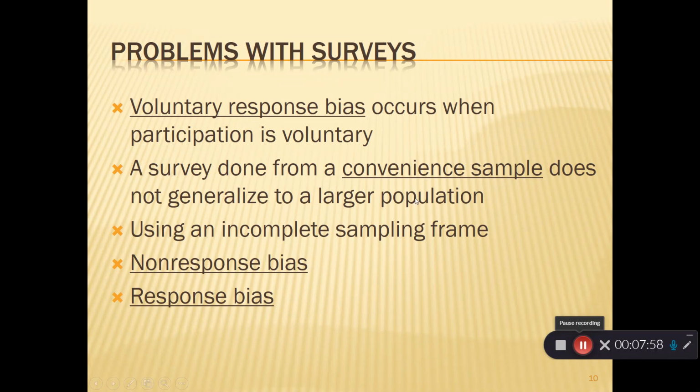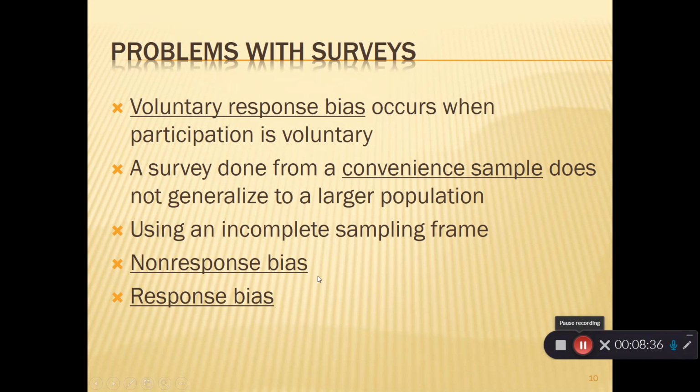We can take a convenience sample. A convenience sample is just grabbing people that are easy. If I wanted to know about experiences in Valencia, I could easily survey my class. But these types of surveys do not generalize to a larger population. You guys in my class may not have the same experience as other Valencia students. Using an incomplete sampling frame would be problematic; if we don't have an entire list of the population, then we may miss an important segment.